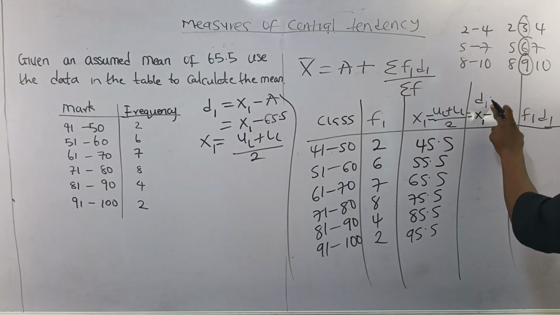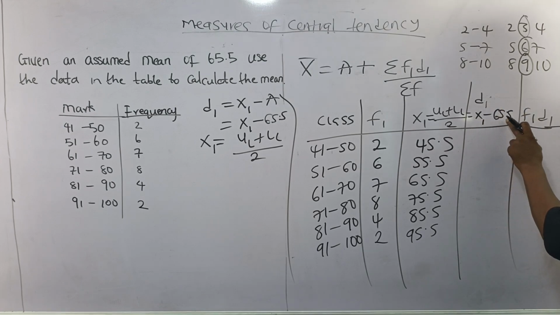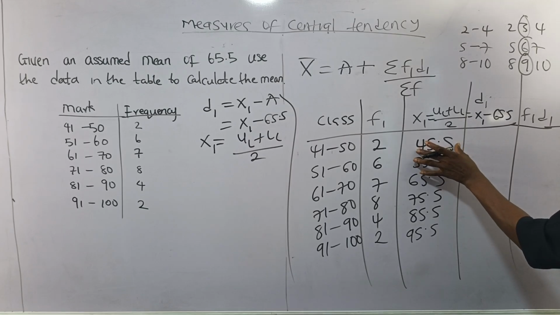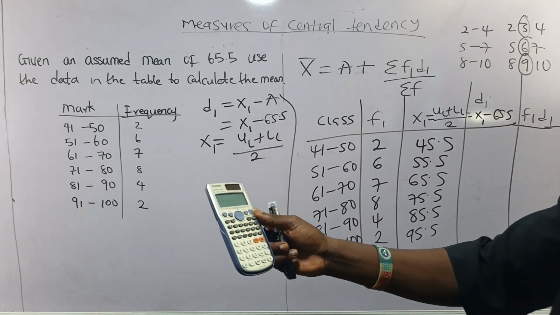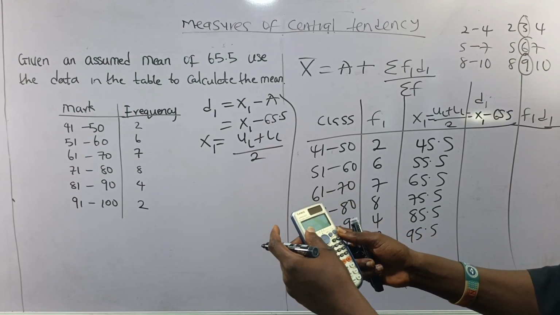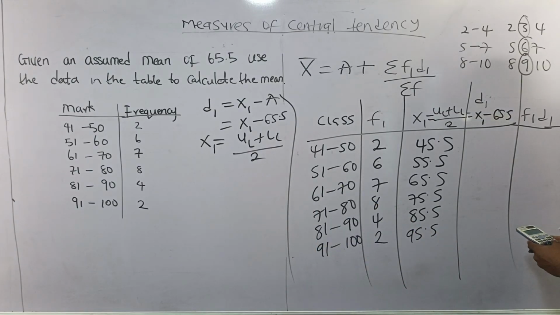Now, our deviation from the mean is X subscript 1 minus 65.5. Now, our assumed mean is 65.5. I'll save it in my calculator using shift STO X. If you are using this calculator, you press the value, which is 65.5, shift STO, and X. Now I have 45.5 minus alpha X, which will give me minus 20. 55.5 minus alpha X will give me minus 10.